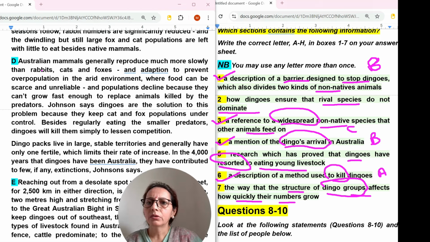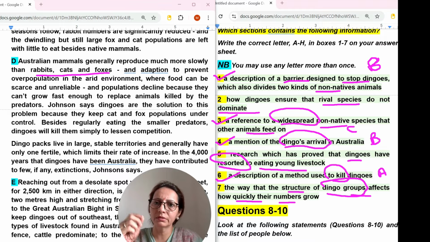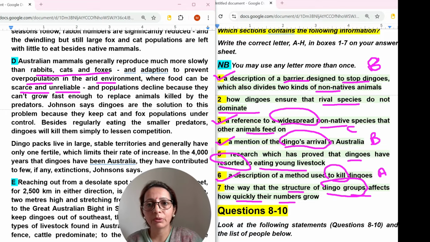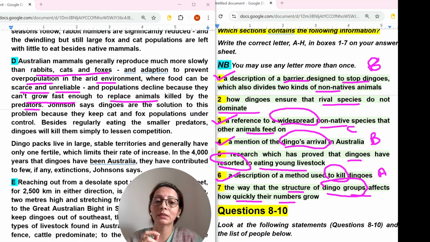Let's read D. Australian mammals generally grow and reproduce much more slowly than rabbits, cats, and foxes. Of course, in the above paragraph, they were talking about the same thing, that rabbits, cats, and foxes have grown more. An adaptation to prevent overpopulation in the arid environment where food can be scarce and unreliable. Populations decline because they can't grow fast enough to replace animals killed by predators. They are talking about native species like cattle, livestock, and all. So Johnson says, this person's name will come in the list of people, says dingoes are the solution to this problem because they keep cat and fox population under control.